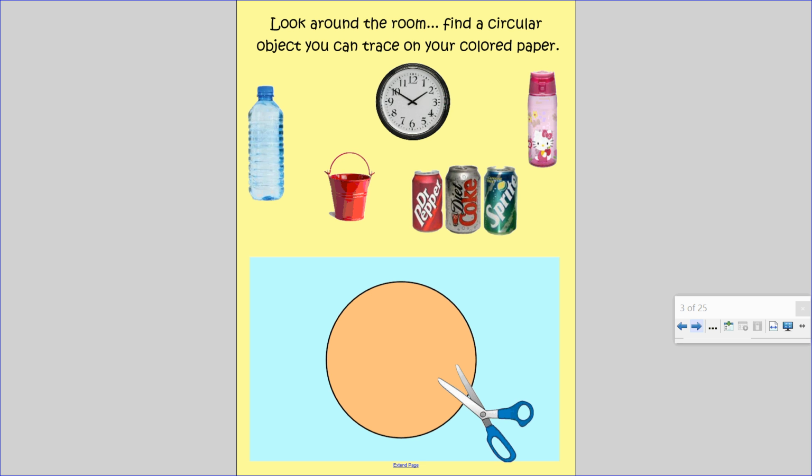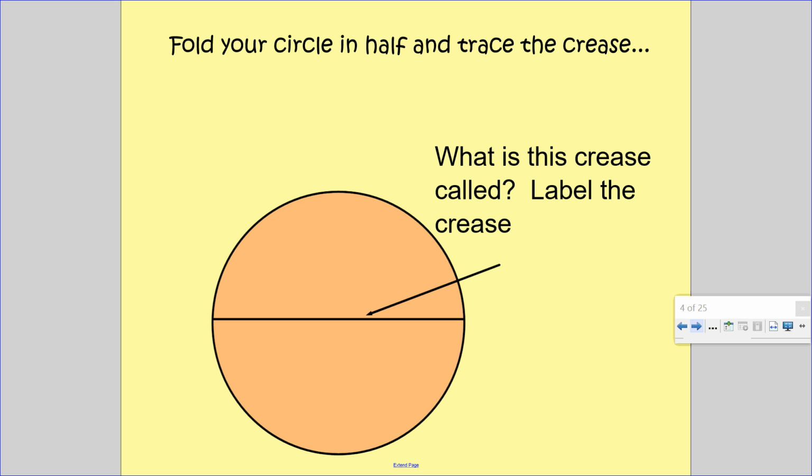And I would like you to trace this object on your colored paper. Then when you have time, cut it out. Fold your circle in half and trace the crease. So you're going to draw a line from here to here. So trace, fold the circle in half, and draw a line along the crease.